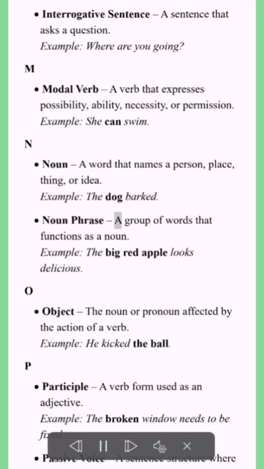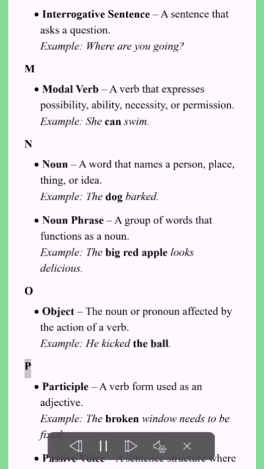Noun phrase, a group of words that functions as a noun. Example: the big red apple looks delicious. O. Object, the noun or pronoun affected by the action of a verb. Example: he kicked the ball.